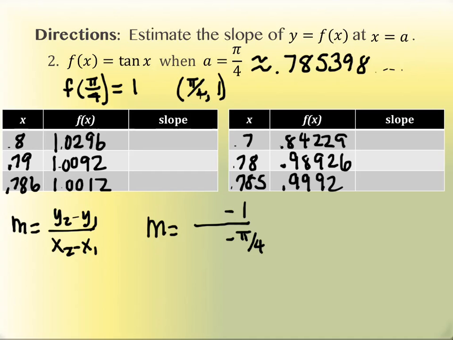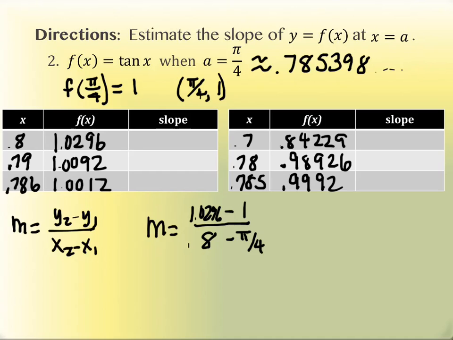So the first one would look like 1.0296 minus the 1, and then on the bottom 0.79 minus pi fourths. Oh, I'm sorry. I was already on the second line. You're right. The first one would be 0.8 minus the pi fourths. Thank you. Now, if you just write in pi over 4 like that, it'll be okay, because it'll do the division properly. The only concern that you need to be aware of is to keep the parentheses around the numerator and the parentheses around the denominator. 4 decimal points is good.